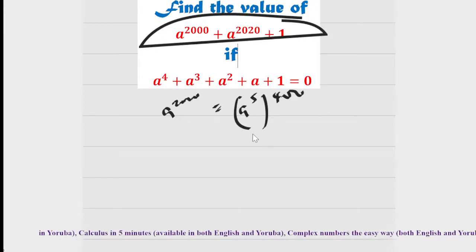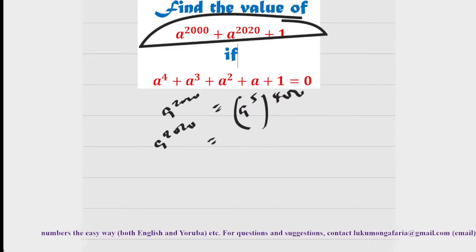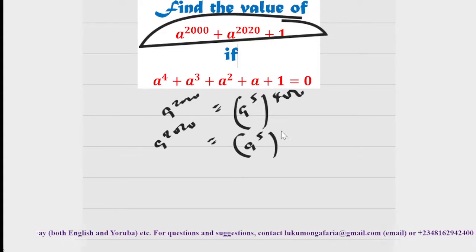Likewise, you can rewrite a^2020 as (a^5) everything raised to the power what? I think this will be 402, because if you multiply, is it 402 or 404? Yeah, that should be 404, because 404 times 5 will give you this guy.